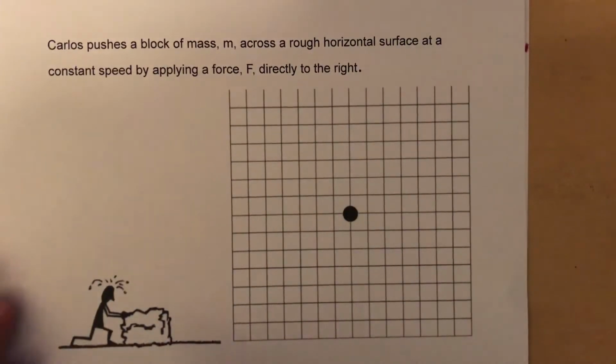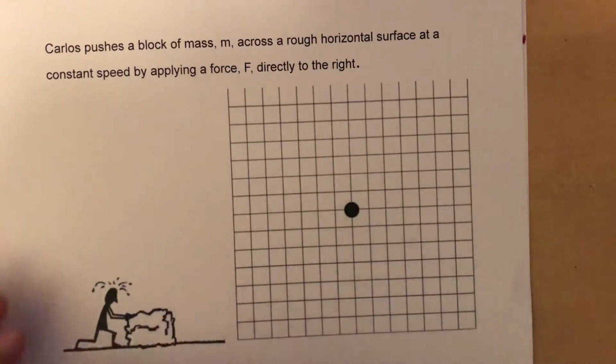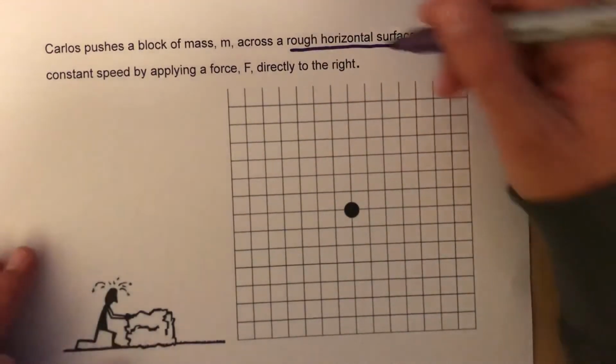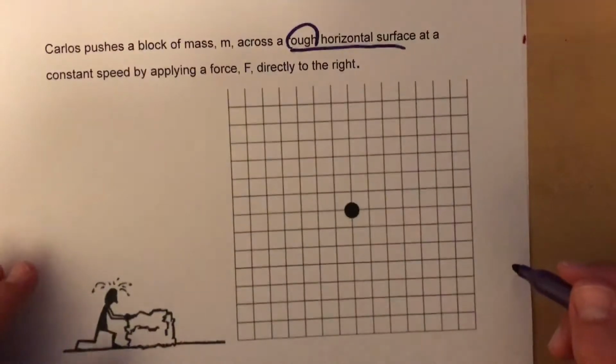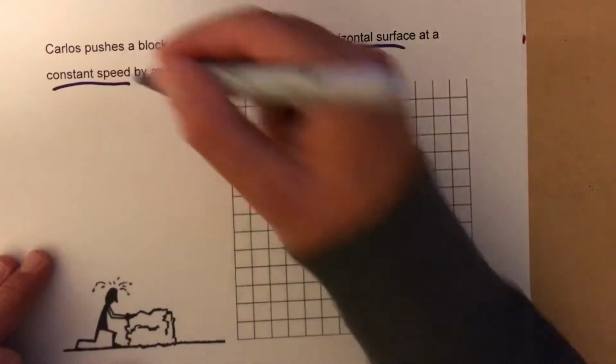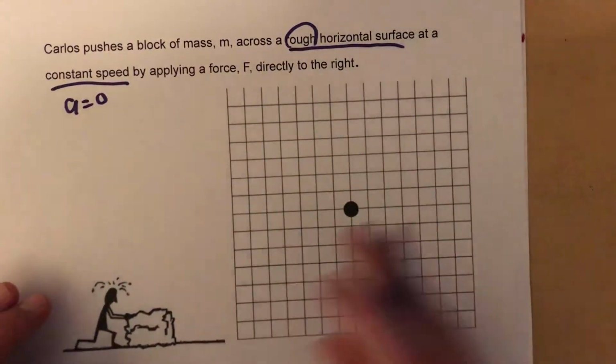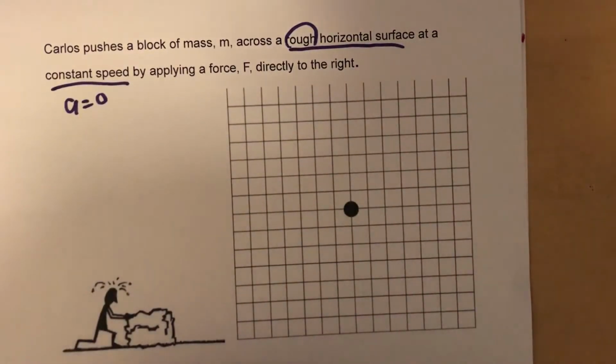So this is 2C here. Carlos pushes a block of mass M across a rough horizontal surface. That roughness means there's going to be friction at a constant speed. So in other words, there is no acceleration, applying a force F directly to the right. So first thing is, let's give a free body diagram.